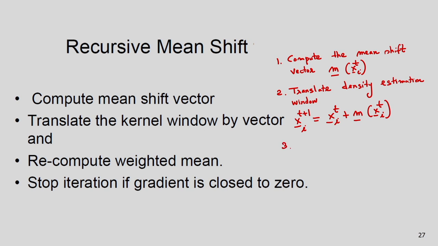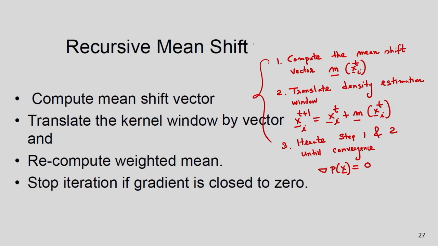And after this, number three, iterate steps 1 and 2 until convergence. So that means the convergence I can consider like this: the gradient of the density function should be equal to 0. So that condition I can consider. So these are the steps of the mean shift algorithm.